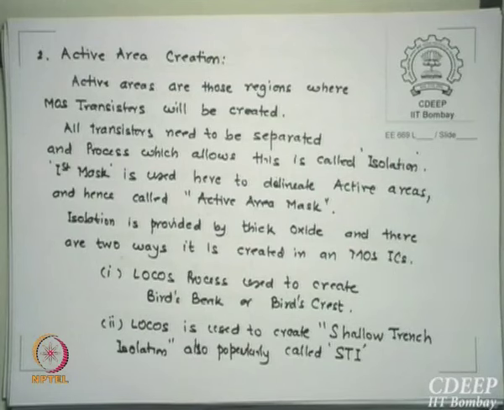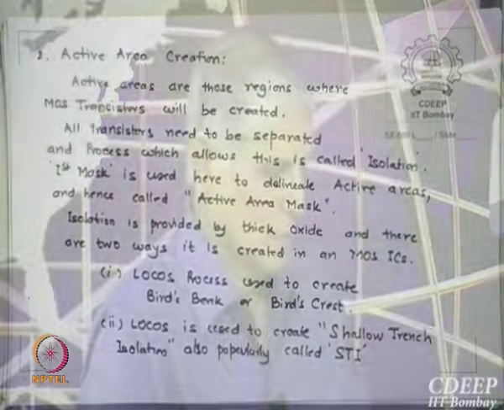There are two processes of creating this oxide. Of course, the process is the same, but one is called the LOCOS process, which is the old one, and the second is a slightly modified version. LOCOS means local oxidation of silicon, which can create two kinds of very interesting figures if you see the cross section. One is called bird's beak, the other is called bird's crest. Now it looks like that, that's why the names.